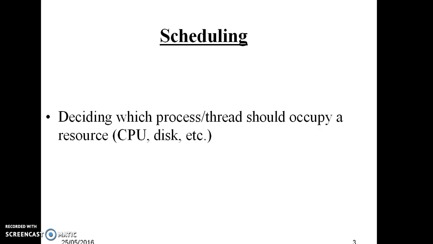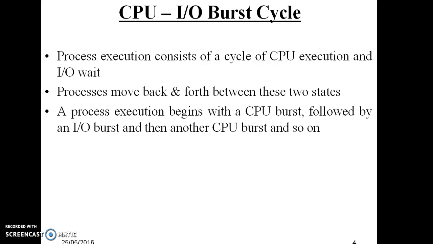So scheduling is deciding which process or thread should occupy the resource, the CPU. Then what is the meaning of the CPU and input output burst cycle? Now we are having different processes to be executed and we are having a single CPU. So process execution consists of a cycle of CPU execution and input output wait. Processes move back and forth between these two states.